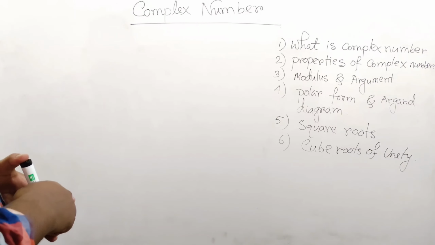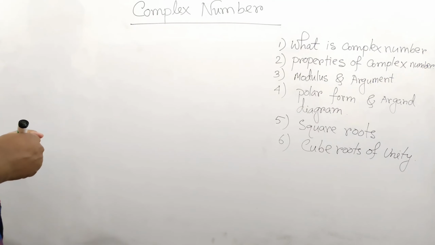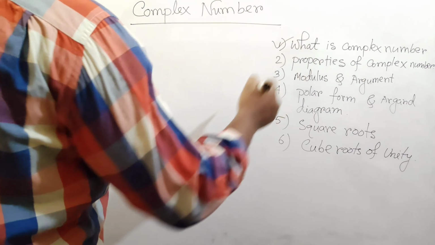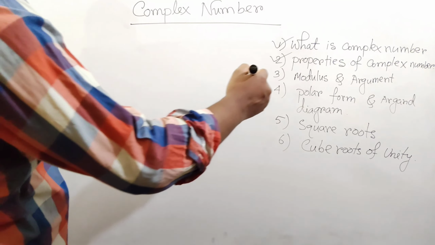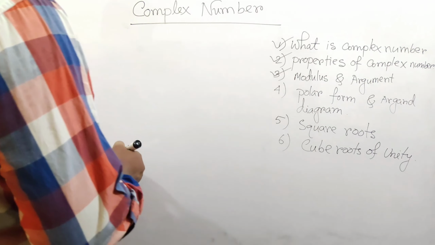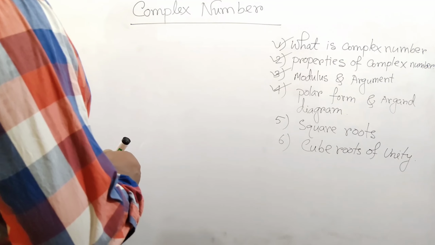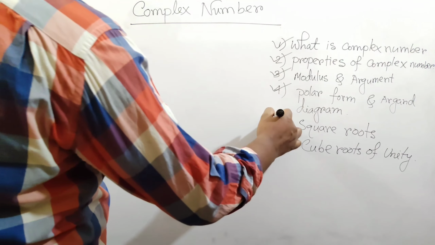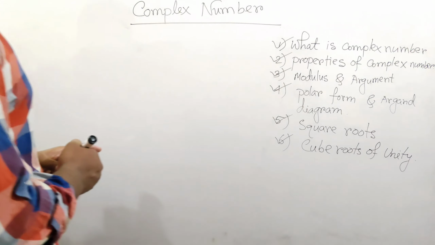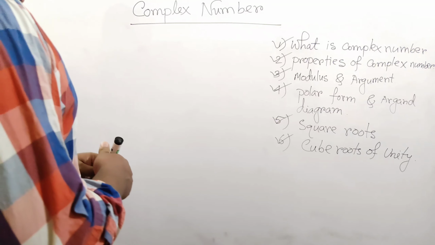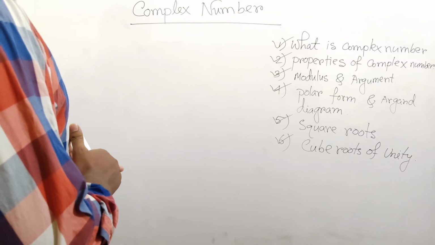In my lecture I'll try to cover the following things. First we will learn what a complex number is, then properties of complex numbers, number 3 modulus and argument of a complex number, polar form, and we learn the Argand diagram for a complex number, and number 5 we will learn square roots, number 6 we will learn the cube roots of unity and their characteristics. Finally we will learn two important theorems, one is the Moivre theorem and another is the Euler theorem.